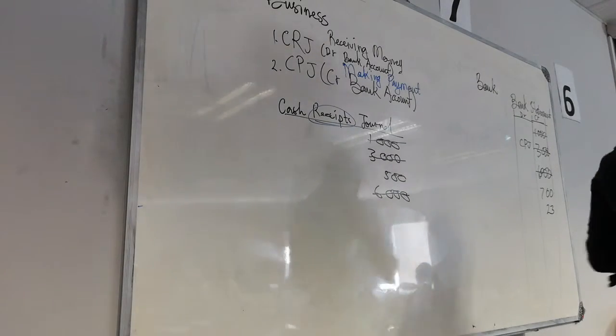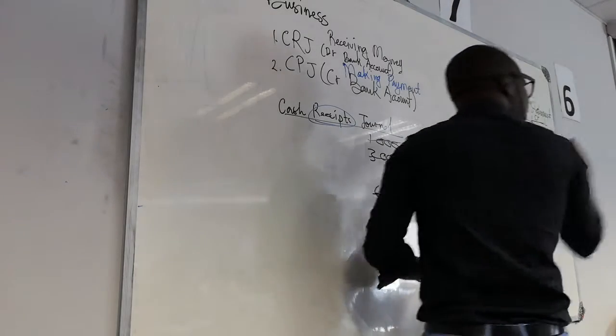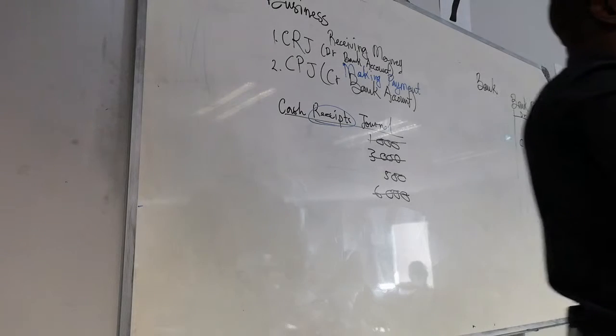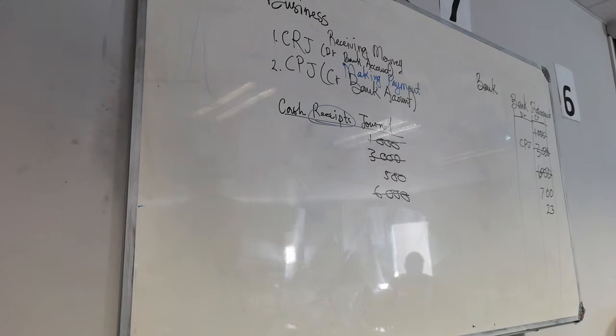What are we going to do? One of your answers, you've got 4 answers, by the way, when we are doing our bank reconciliation statement. You are going to have 4 answers. Number 1 will be the CRJ, an updated CRJ. And then number 2, an updated CPJ. Number 3 is the bank account. And number 4 is the bank reconciliation statement. Before you know anything, just know those 4 things. Know what will be required. When we ask you for a bank reconciliation statement, what can be required? Any one of those 4 can be required.